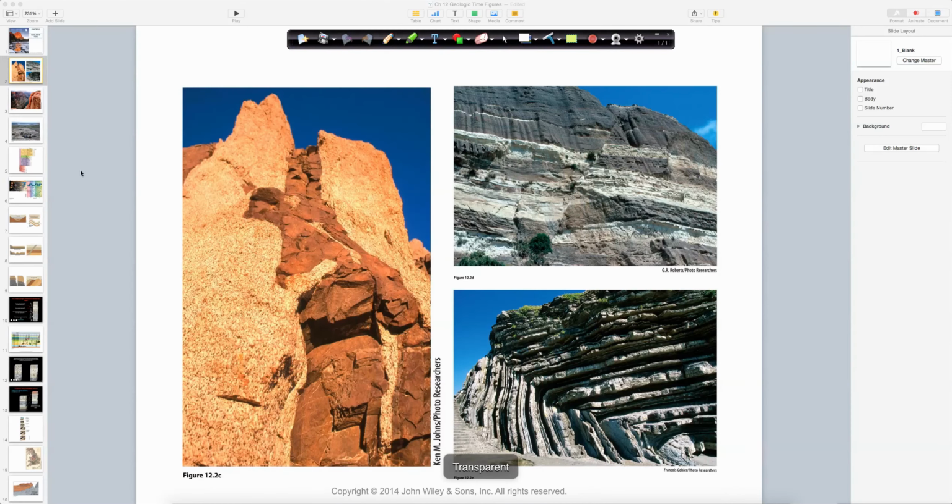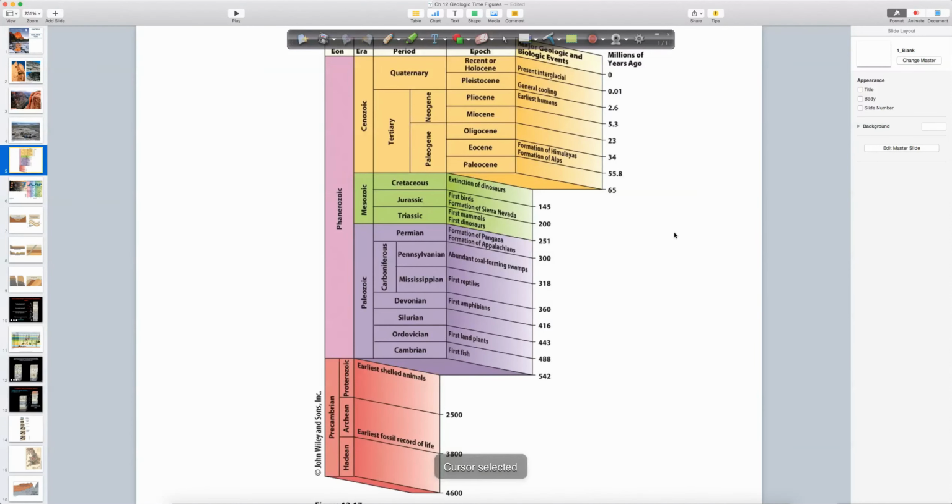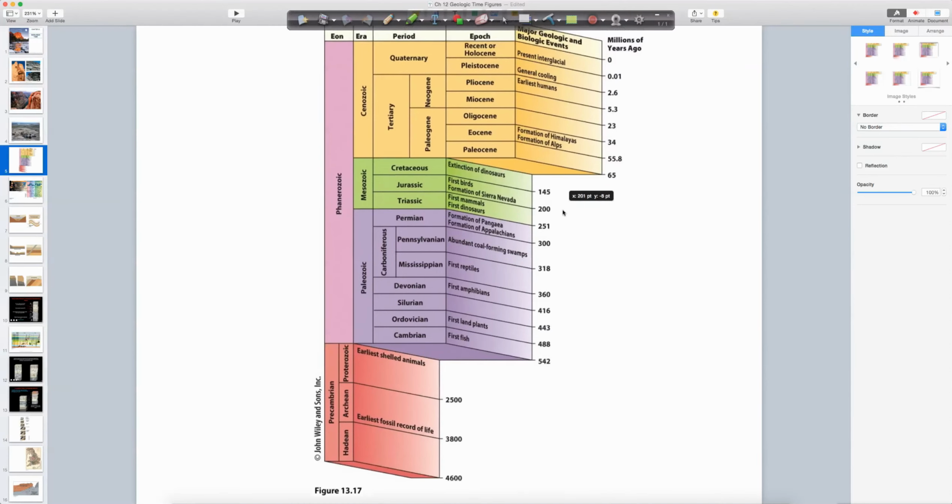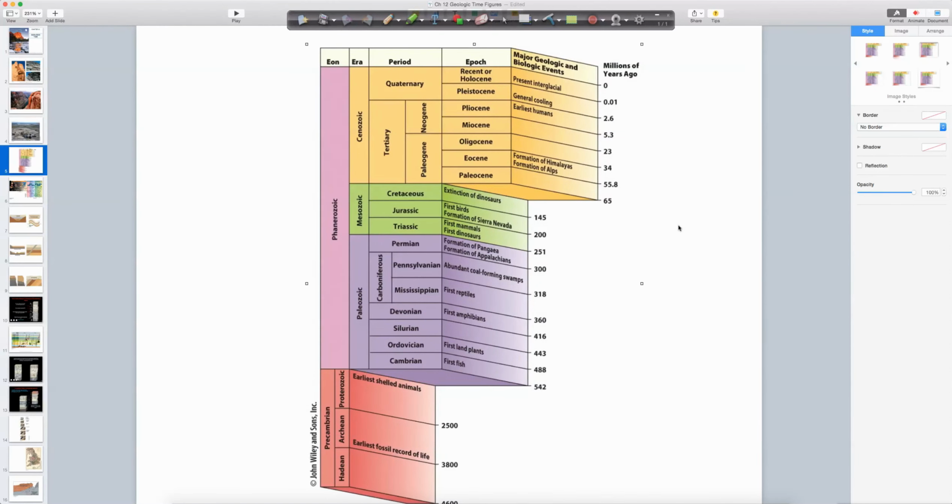So I'm going to show you a couple of pictures of the geologic timescale. This is actually from chapter 13. This is figure 13.7. So this is the geologic timescale. So you have the Precambrian and Phanerozoic.